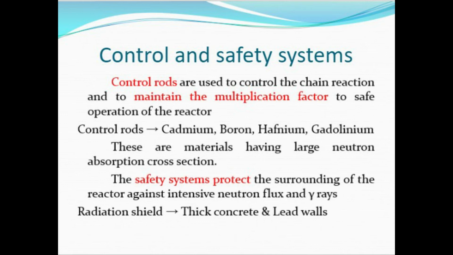Most of the nuclear reactors are sources of neutrons and gamma rays. To protect the personnel and scientists working around the reactor, the vessel is surrounded by a radiation shield. It is generally thick concrete and lead wall capable of absorbing both neutrons and gamma radiations.